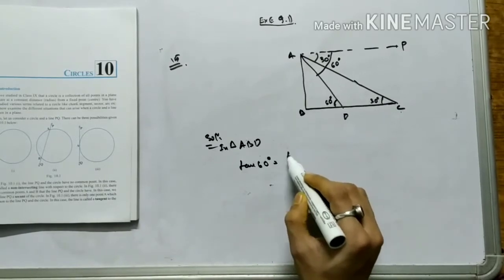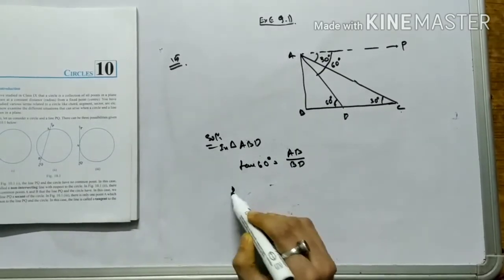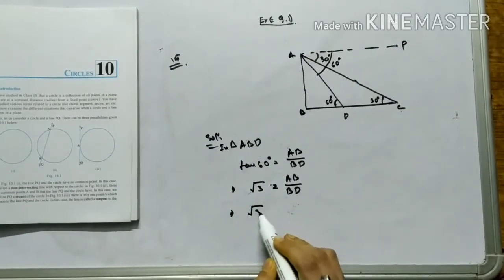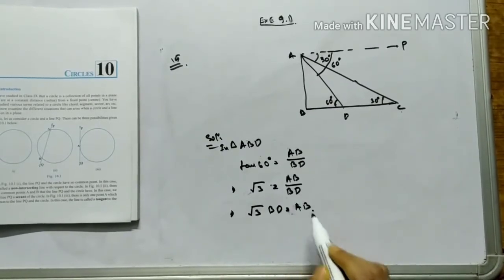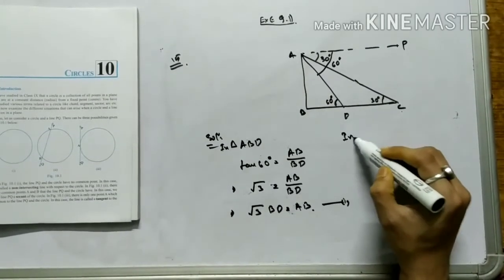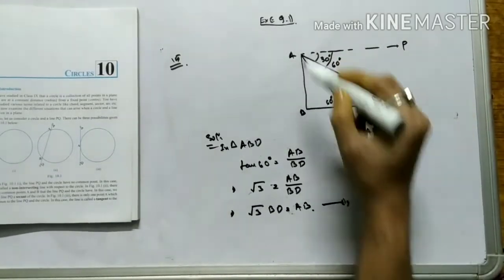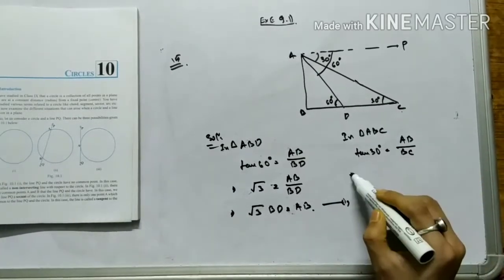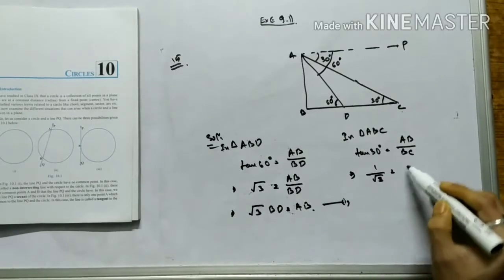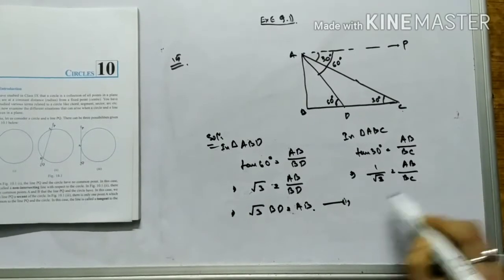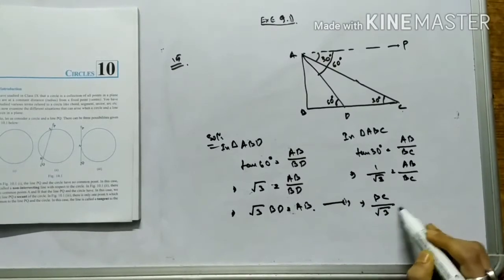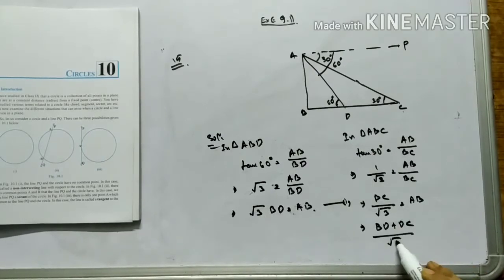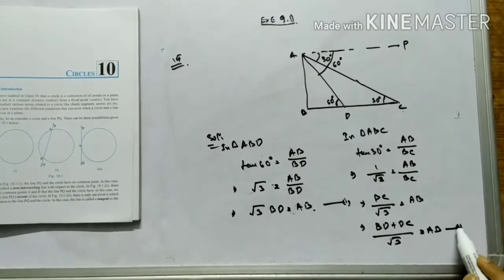In triangle ABD, tan 60 degree is equal to AB by BD. Tan 60 means root 3 is equal to AB by BD. So root 3 BD is equal to AB. This is equation 1. Again I will take triangle ABC, the bigger triangle. Tan 30 degree is equal to AB by BC. Tan 30 is 1 by root 3, equal to AB by BC. So BC by root 3 is equal to AB, and BC I can write as BD plus DC, by root 3 is equal to AB. This is equation number 2.